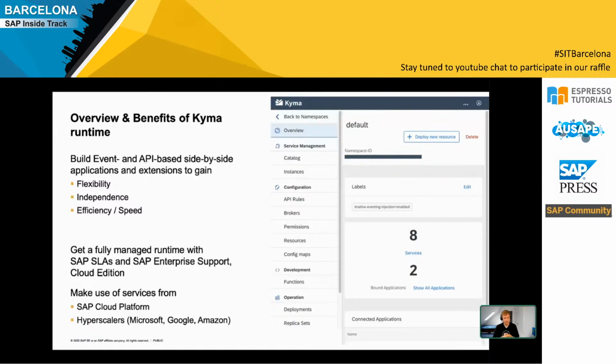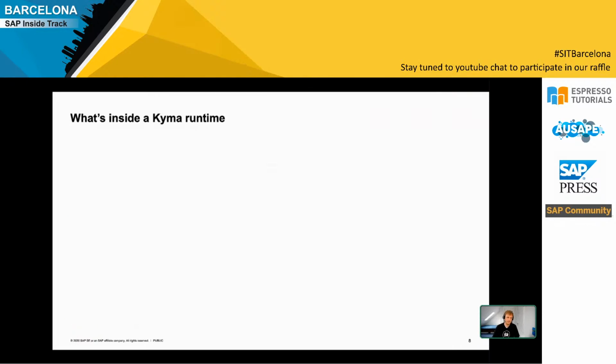And since May of this year, we've got this all in the cloud platform, so covered by the SLAs and enterprise support from SAP. Furthermore, you can consume services not only from the SAP Cloud Platform, but also from the hyperscalers. We've got so-called service brokers as part of the service catalog in Kyma that you can instantiate, so that through your account you can talk to the services the hyperscalers offer through the service broker. So let me summarize what's inside a Kyma runtime before I show it to you in the live system.